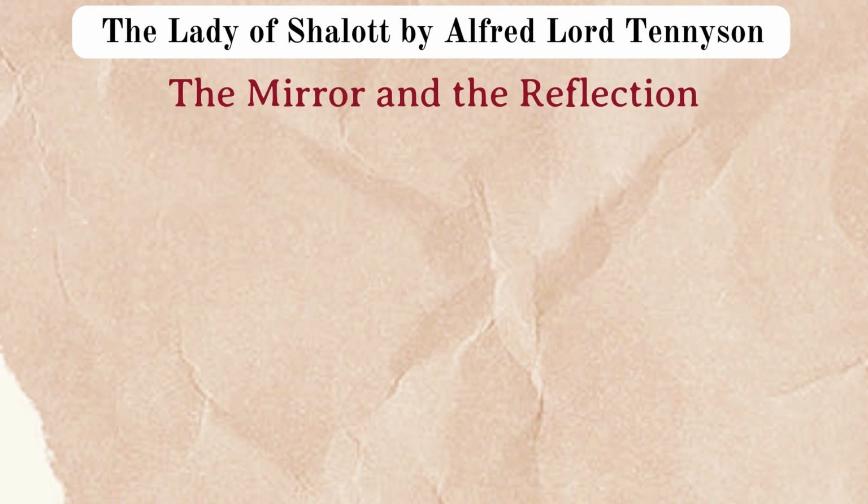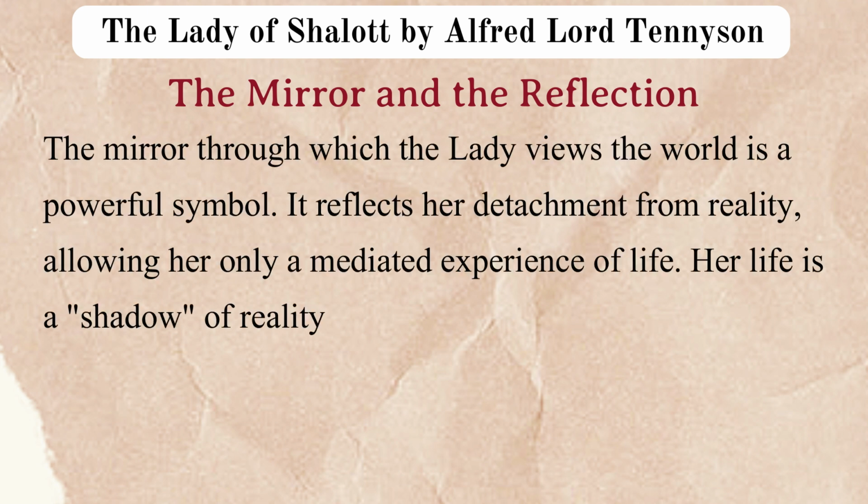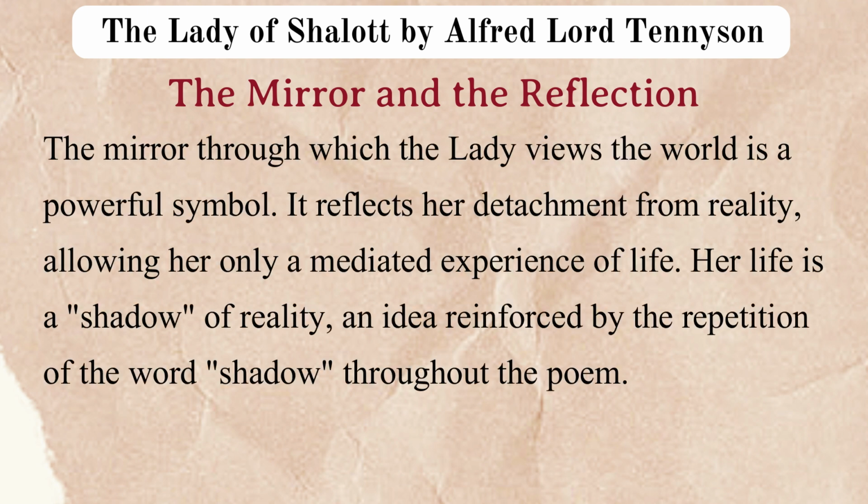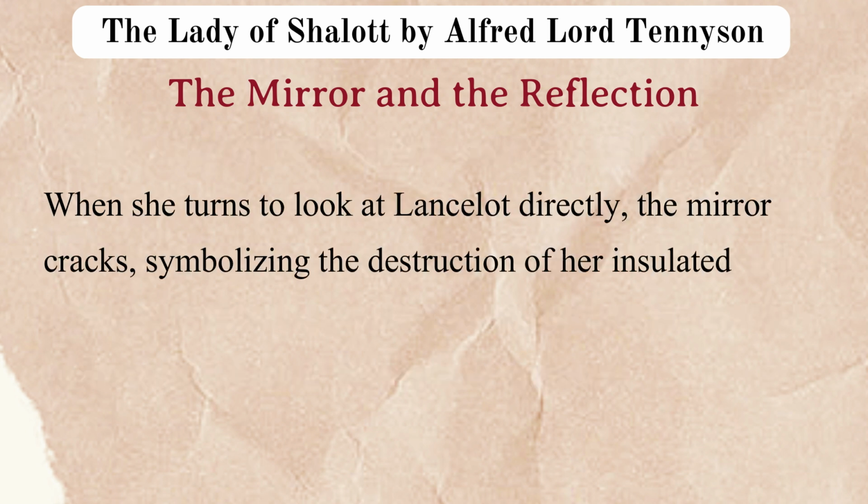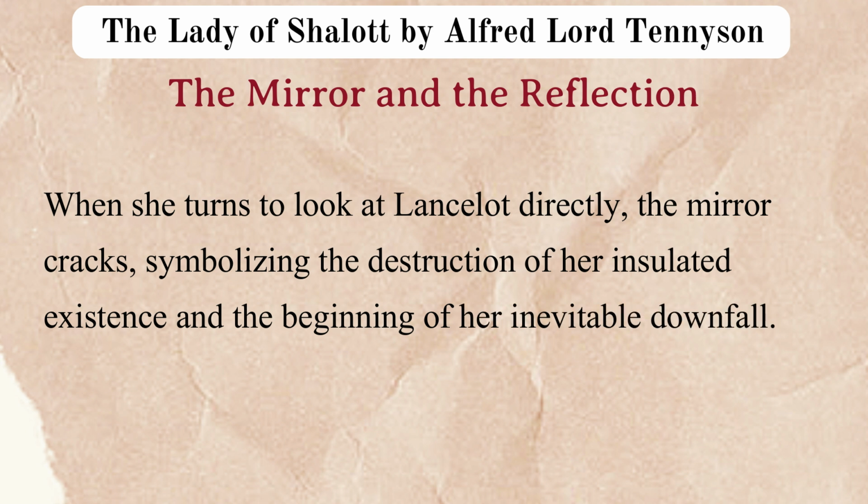The mirror and the reflection. The mirror through which the lady views the world is a powerful symbol. It reflects her detachment from reality, allowing her only a mediated experience of life. Her life is a shadow of reality, an idea reinforced by the repetition of the word shadow throughout the poem. When she turns to look at Lancelot directly, the mirror cracks, symbolizing the destruction of her insulated existence and the beginning of her inevitable downfall.